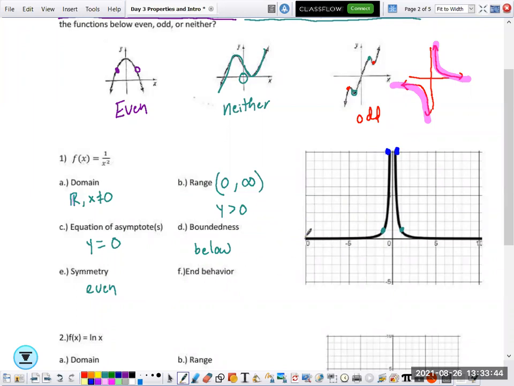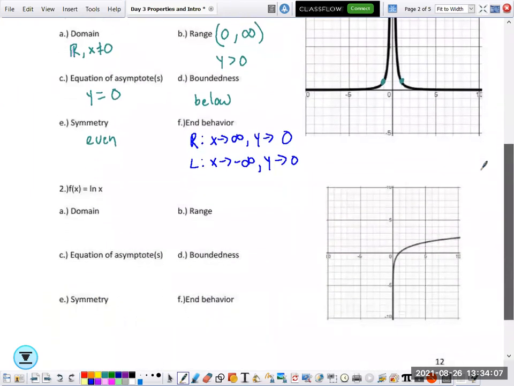it's going to match up perfectly. Now, unlike the warm-up, both sides of the graph head towards the horizontal asymptote. On the right, as x goes to infinity, y goes to 0, and on the left, as x goes to negative infinity, y also goes to 0.